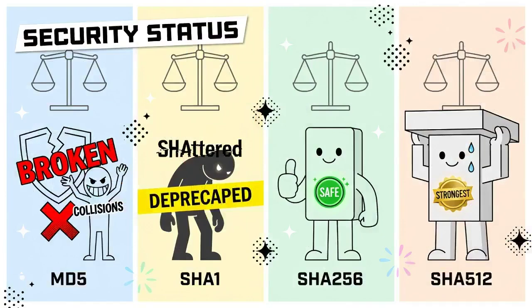Now for the security scorecard. MD5 is broken. Researchers have produced real collisions, 2 different inputs that hash to the same digest. SHA1 is deprecated after the SHAttered attack, which generated 2 PDFs with identical SHA1 hashes. SHA256 is safe for now, with no practical collisions known. SHA512 is the strongest, but its extra rounds cost CPU cycles.